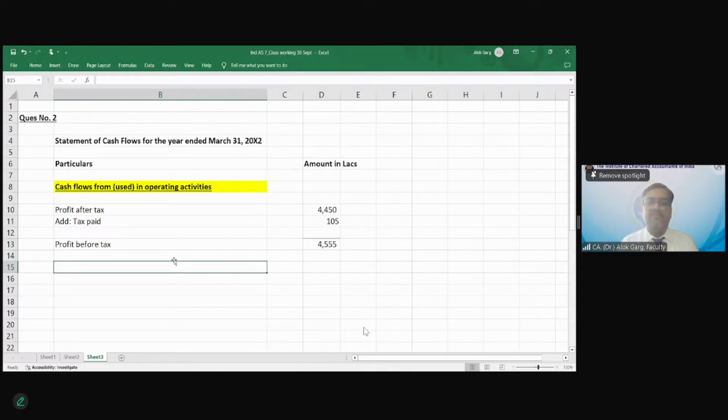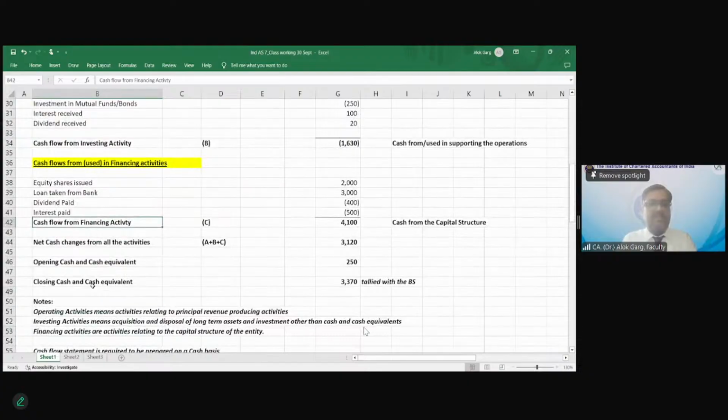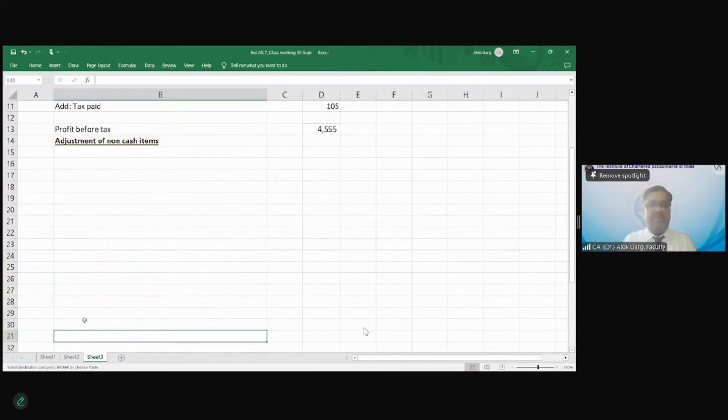Now what I'll do? Adjustment of non-cash item. For non-cash items, you have to look at the other information which is given. Profit after tax is given. Interim dividend is given. Where will this interim dividend go? In the financing activity. This interim dividend is my financing activity.